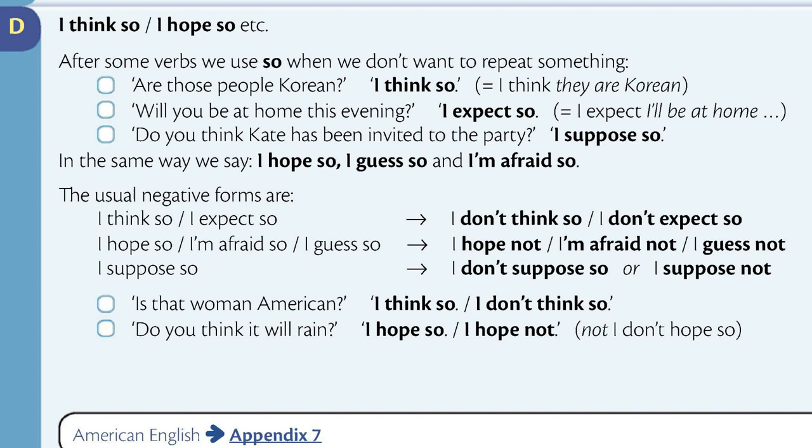The usual negative forms are I think so or I expect so. I don't think so or I don't expect so. I hope so or I'm afraid so or I guess so. I hope not or I'm afraid not or I guess not. I suppose so, I don't suppose so, or I suppose not.